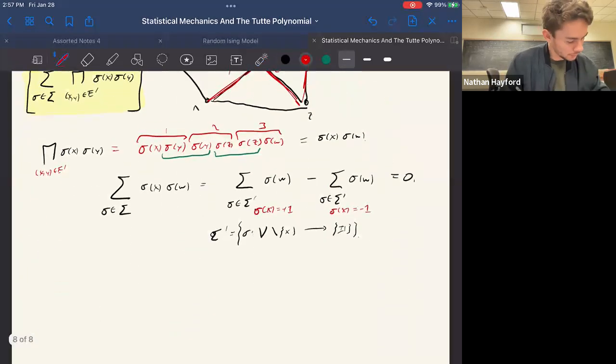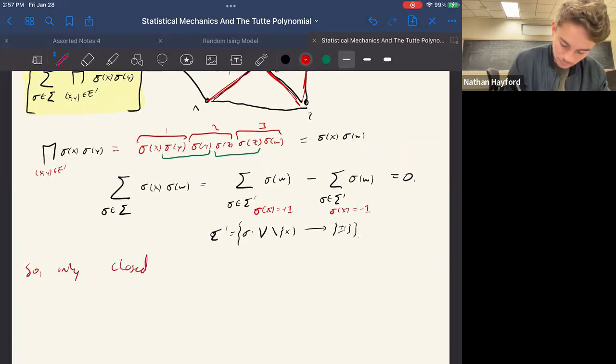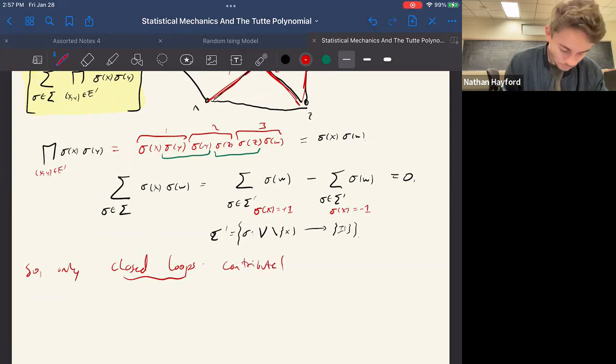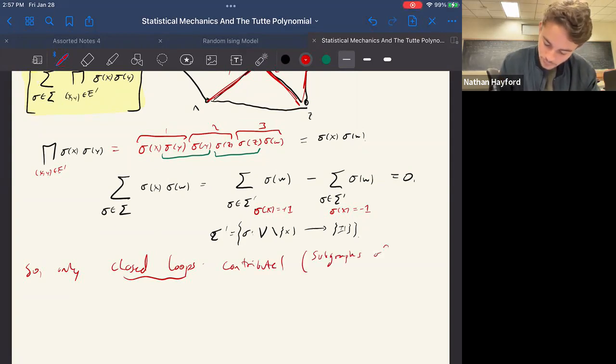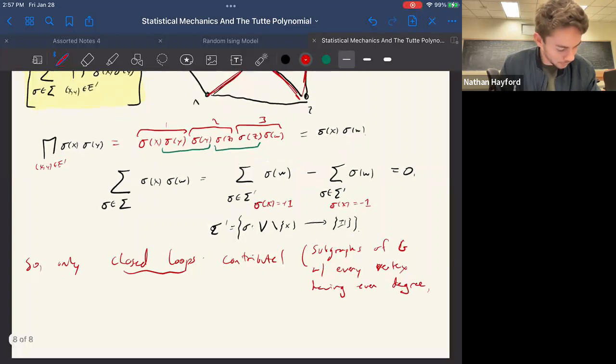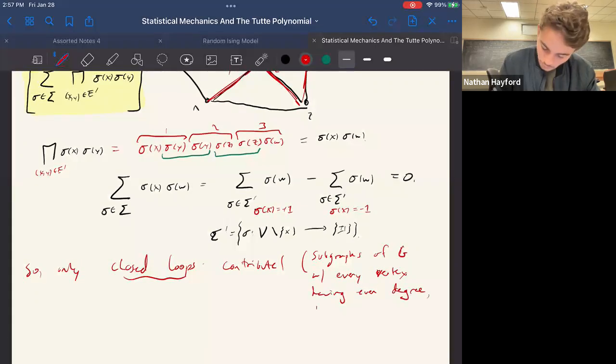So the contributions, closed loops I'll call them. This is what a physicist might call them. I'll give a better name in a second. Contribute, i.e. subgraphs of G with every vertex having even degree. In other words, they're called Eulerian graphs.